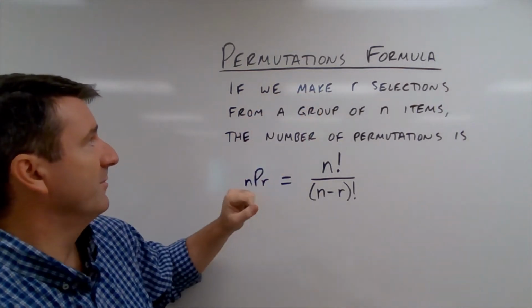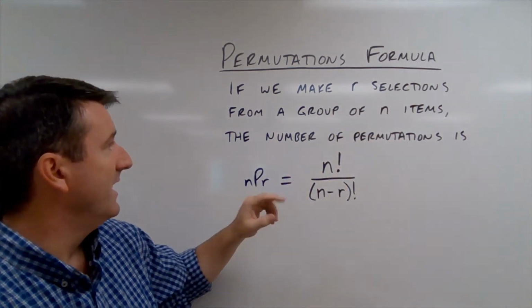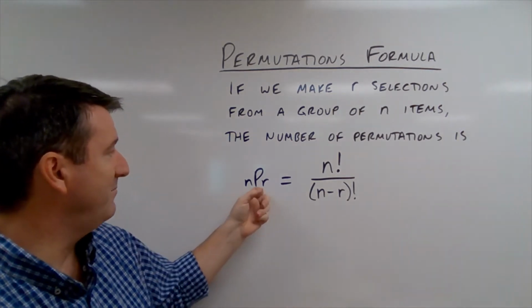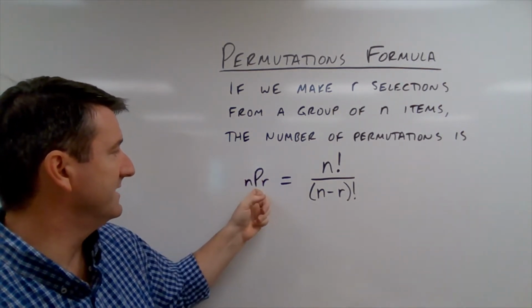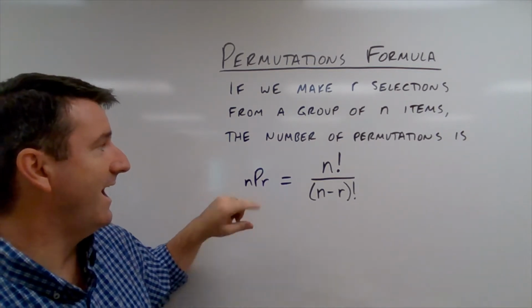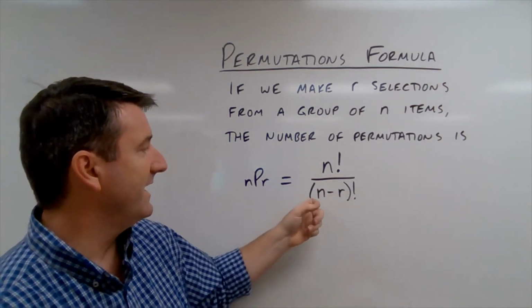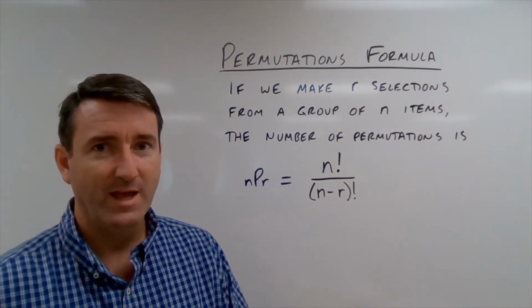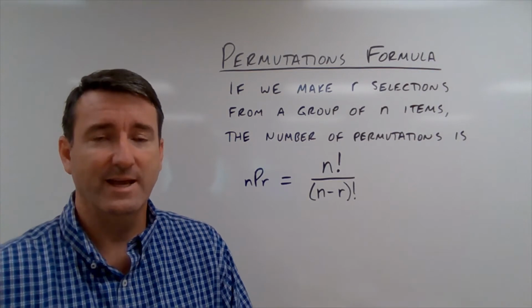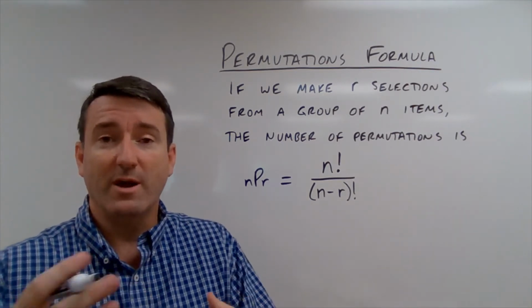All right, so now let's define a formula for finding the number of permutations possible. So the permutations formula is, if we make r selections from a group of n items, the number of permutations is going to be given by this formula. So we write nPr, meaning the number of permutations from r selections taken out of n items is going to be equal to n factorial divided by n minus r factorial. Now this seems like a really complicated formula, but it really isn't. And let me show you where this formula comes from by doing our first example.